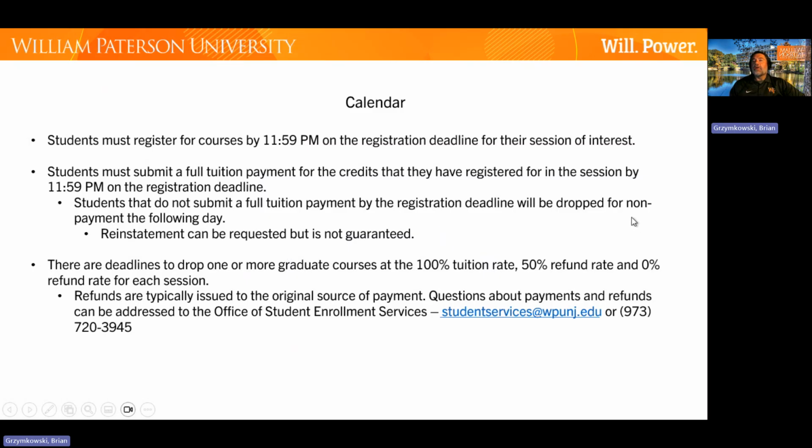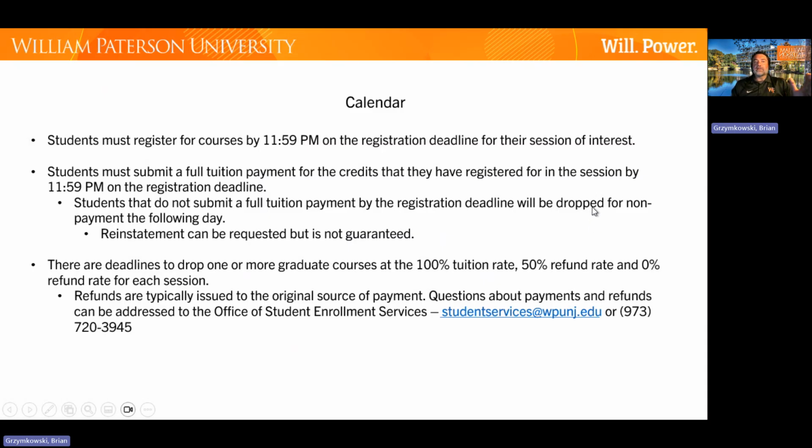There are unique dates and deadlines by which a student can drop a course, 1 or more courses, at the 100% tuition rate, 50% refund rate, and the 0% refund rate. Typically, that 100% tuition rate is 2 days after the start of classes by 11:59 p.m. So if for any reason you question your ability to move forward with a course or the courses that you've registered for in a session, your plans change, work becomes busy, it's just not the right time for you to proceed with a course, please keep in mind that you have to drop that course by that deadline at the 100% tuition rate. There's also a 50% tuition refund rate window and then a 0%.